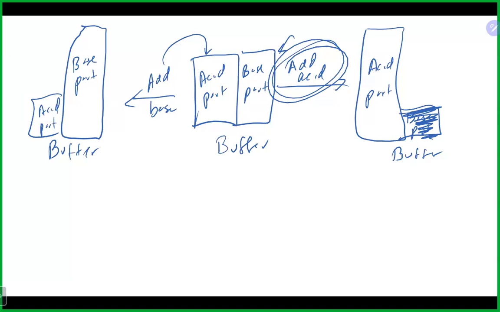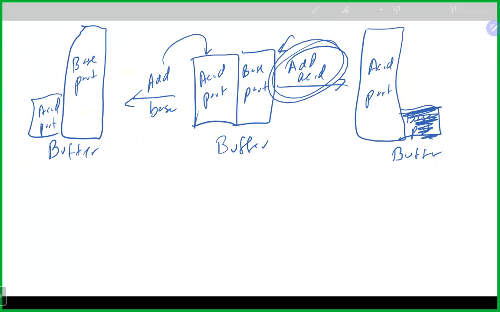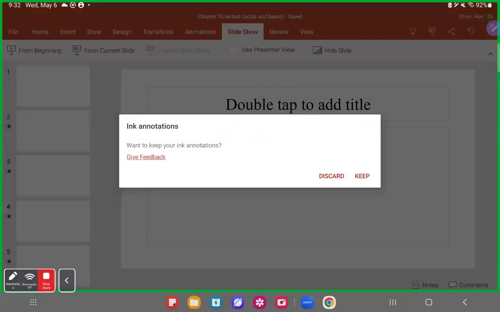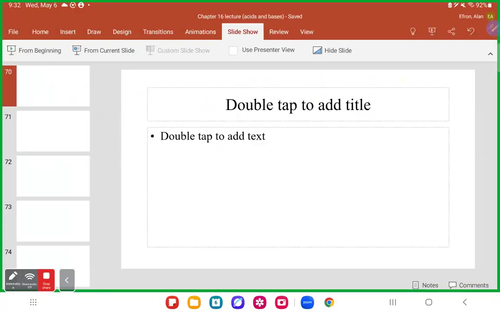All right, that is chapter 16. And that is the last chapter on the last exam, which is Wednesday. Yes, that sounds right, I think Wednesday. And we're going to go off to the next chapter, I think.